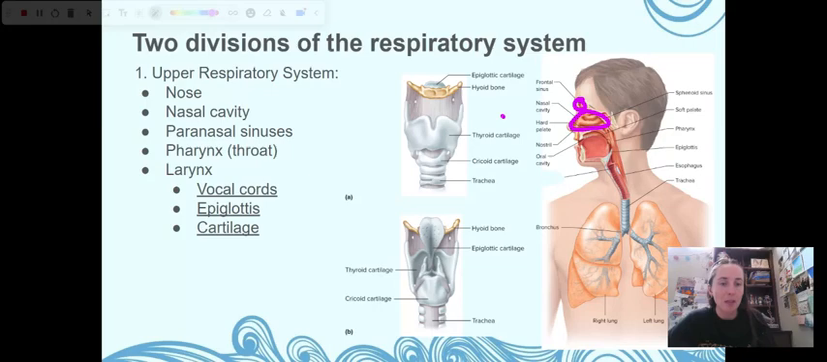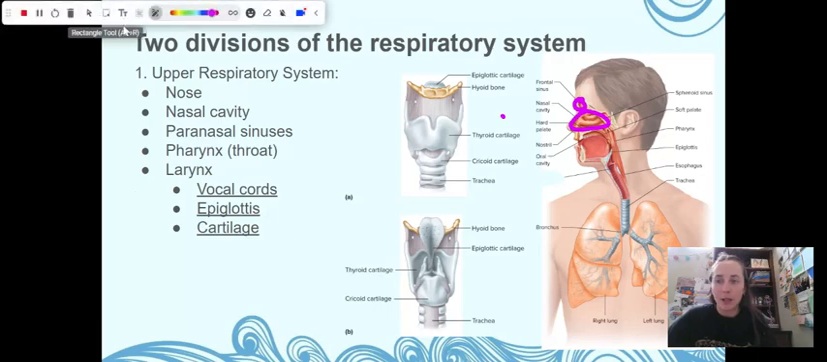The pharynx, which is commonly known as the throat, the larynx, which is commonly known as the voice box, which contain our vocal cords, the epiglottis, and cartilage that surrounds it to keep it nice and protected. We'll take a little closer look at the larynx as well in a second here.